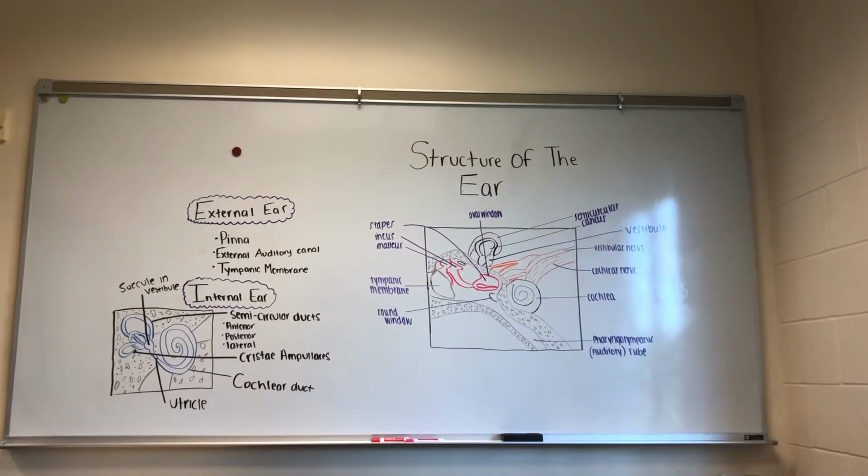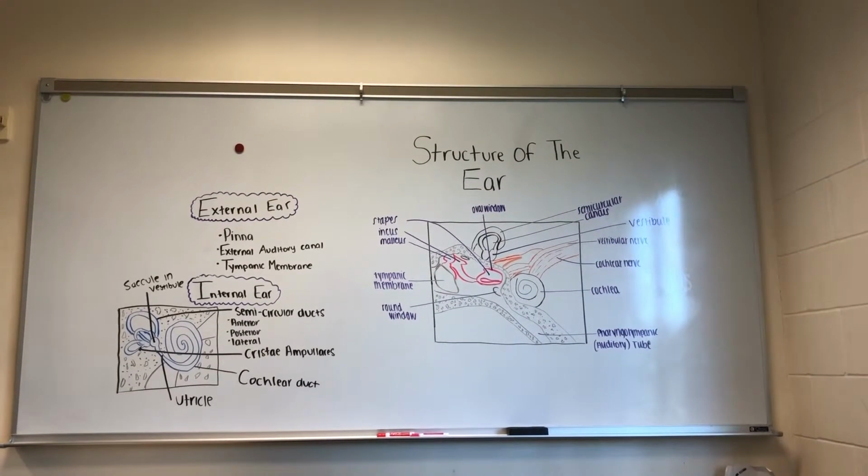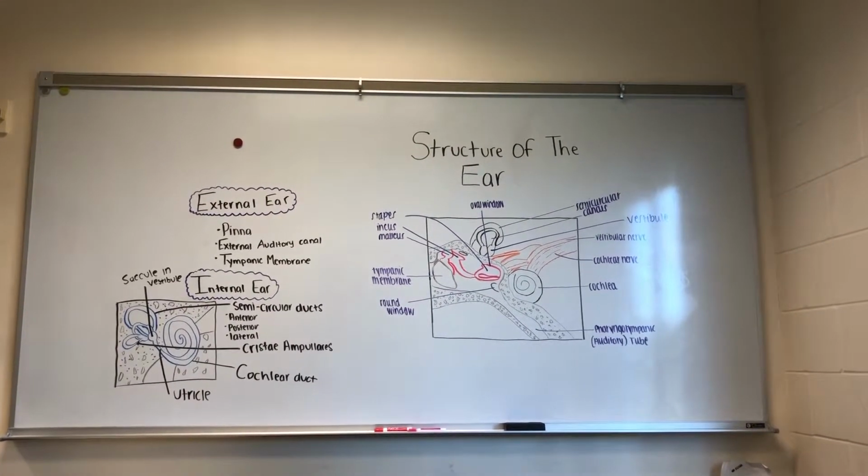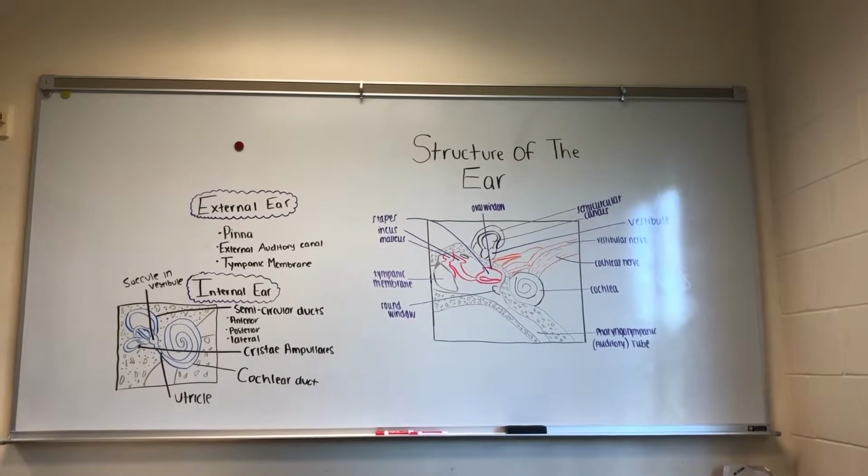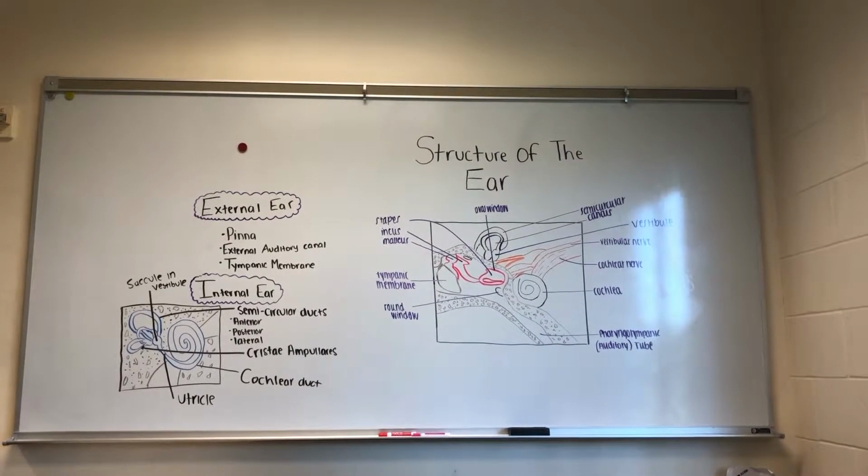Lastly, we're going to talk about the internal ear, which is also called the labyrinth, a site for delicate receptors. First is the bony labyrinth, which consists of channels going through the bones.